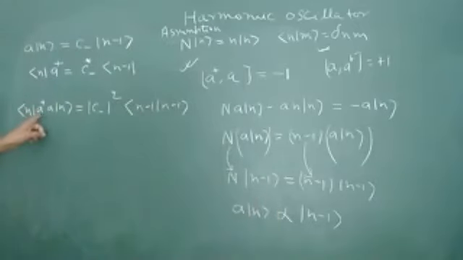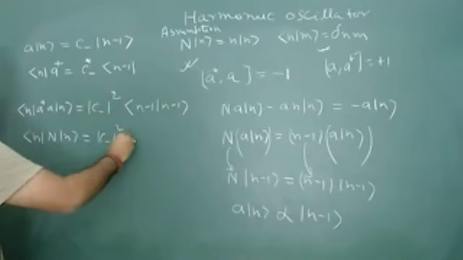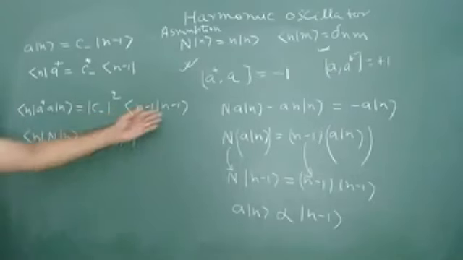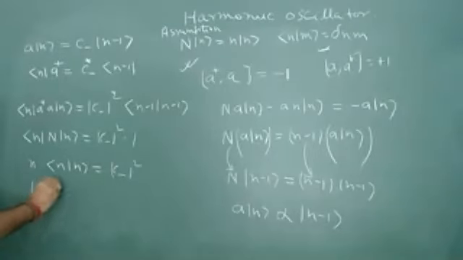So now what is a dagger a? A dagger a is n. Yes. This will be n n, and this will be c minus mod square. And what is this value? It is 1, because both are the same. And n will operate on n, you will get n n n is equal to c minus mod square, and this is again 1. So c minus mod square is n.